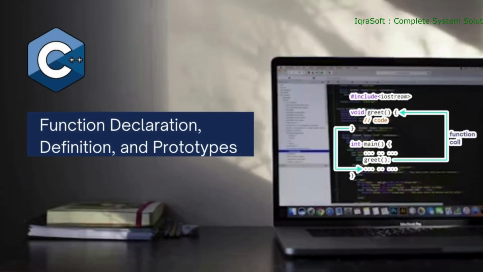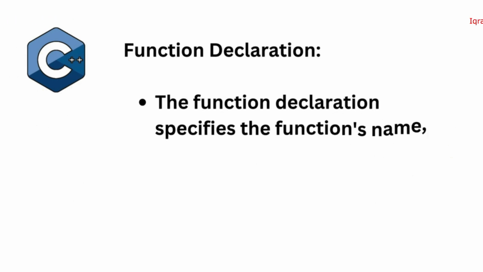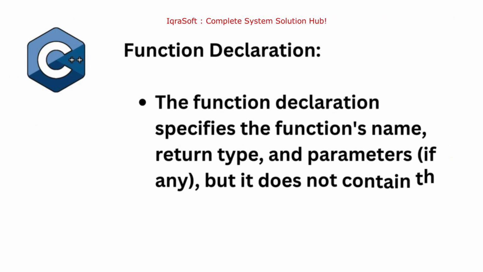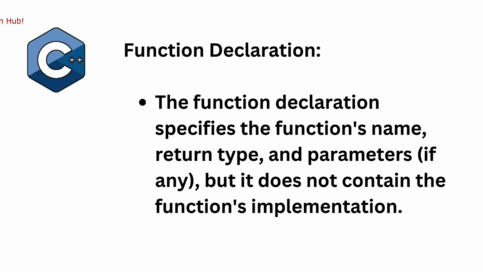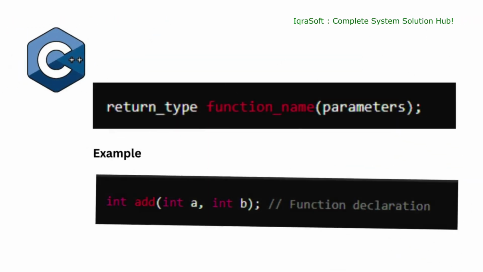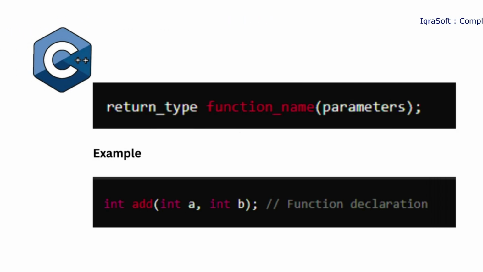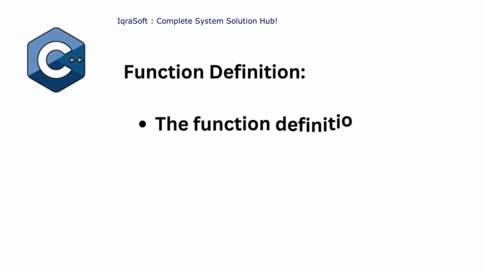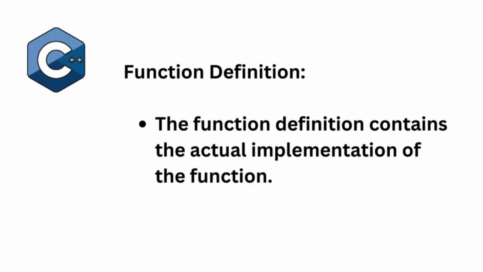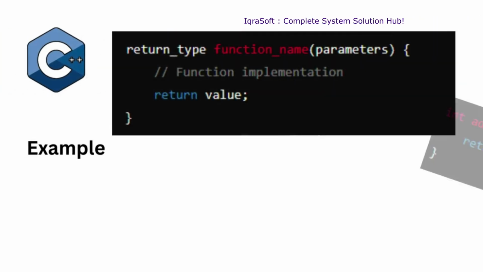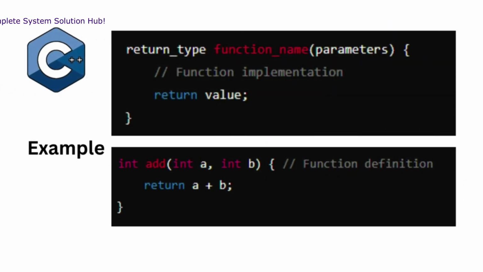Function declaration, definition, and prototypes. Function declaration: the function declaration specifies the function's name, return type, and parameters, if any, but it does not contain the function's implementation. Return_type function_name(parameters). Example: int add(int a, int b); that is the function declaration. Function definition: the function definition contains the actual implementation of the function. Return_type function_name(parameters) { function implementation; return value; }. Example: int add(int a, int b) { return a + b; } is the function definition.